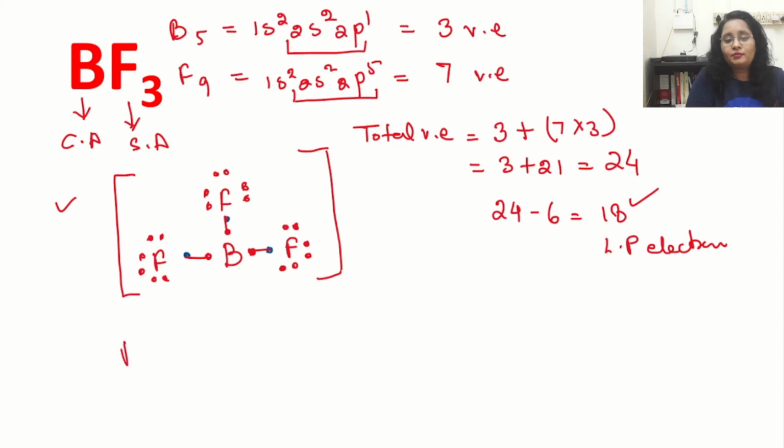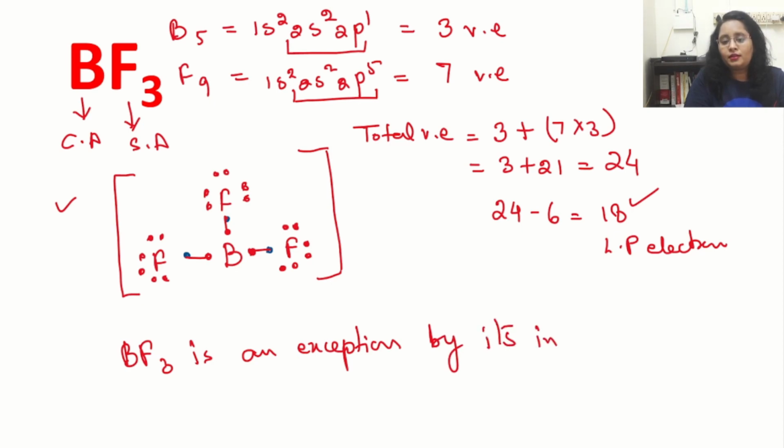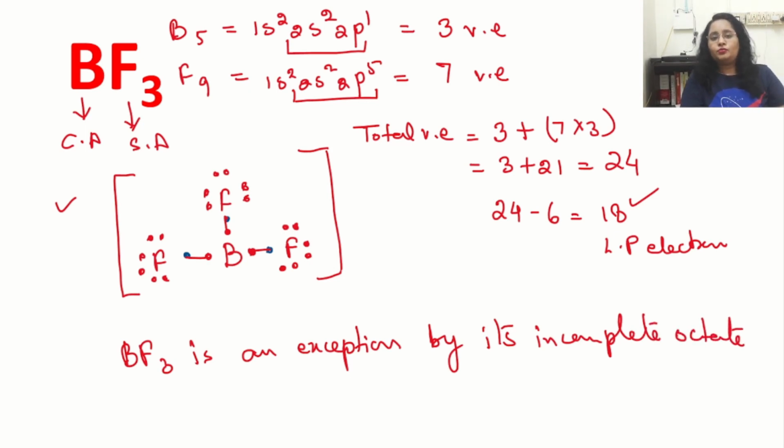So we can say BF3 is an exception by its incomplete octet, and that is true. So every time you draw the BF3 Lewis dot structure, you will leave the boron with 6 electrons and need not force it to have 8 electrons.